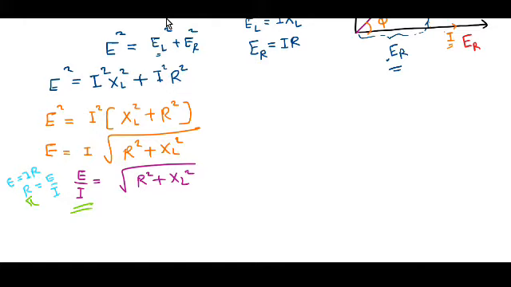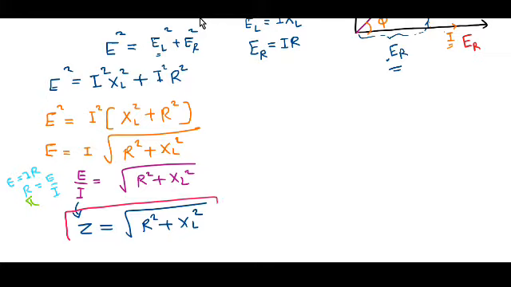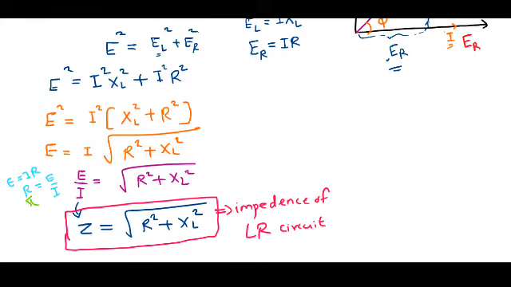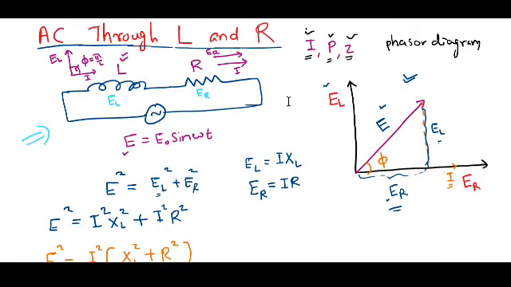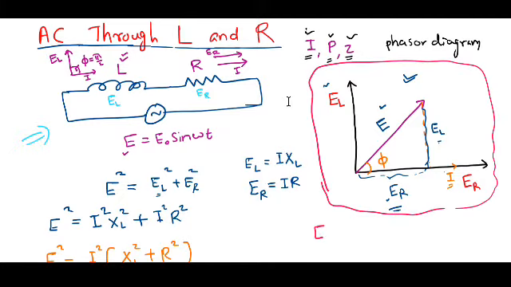Therefore here I can write E by I is nothing but impedance Z, that is root of R square plus XL square. We can say that this Z is the impedance of the LR circuit. Fine. In this circuit, if you look at this phasor diagram, it is very clear that the voltage through the inductor, that is EL, leads the current.